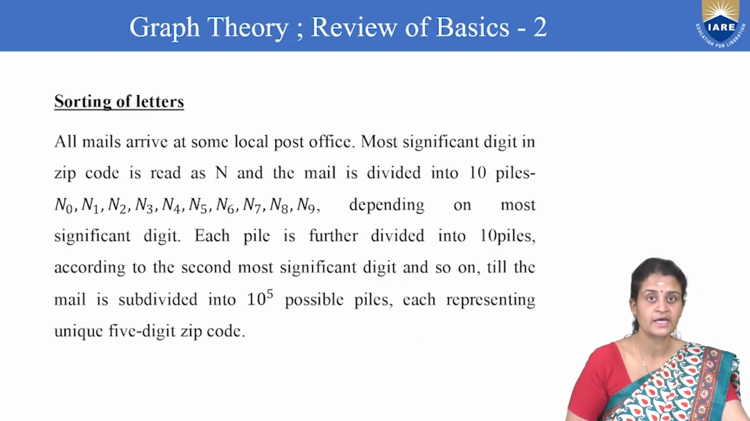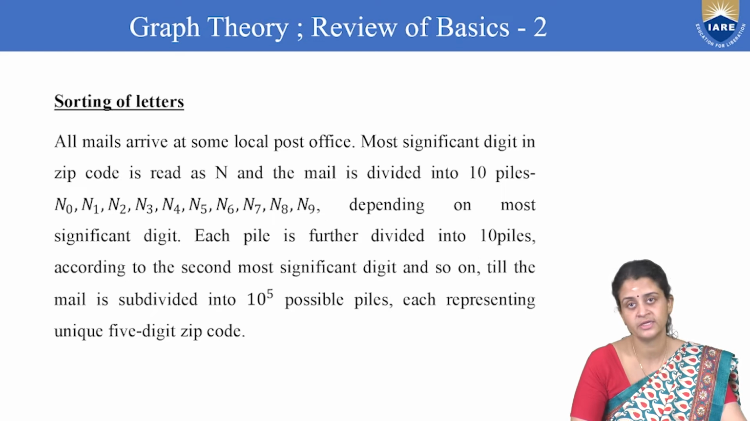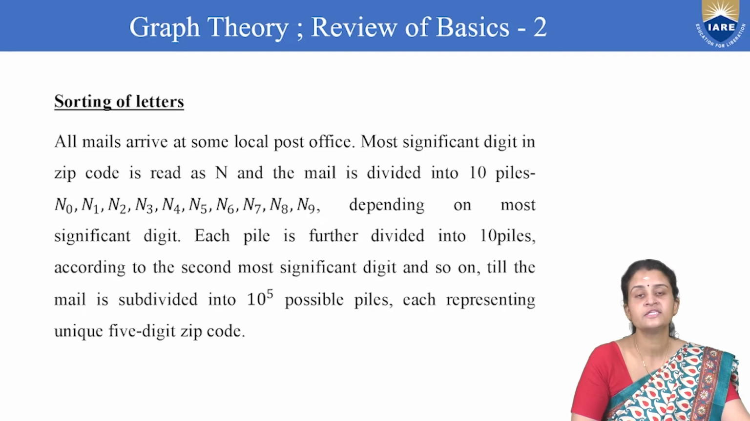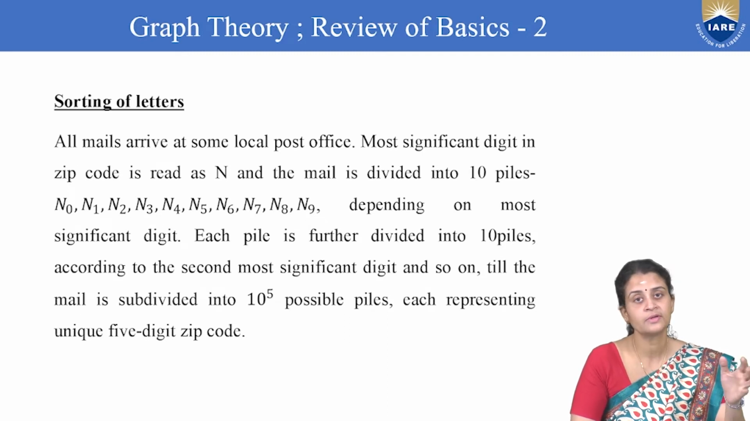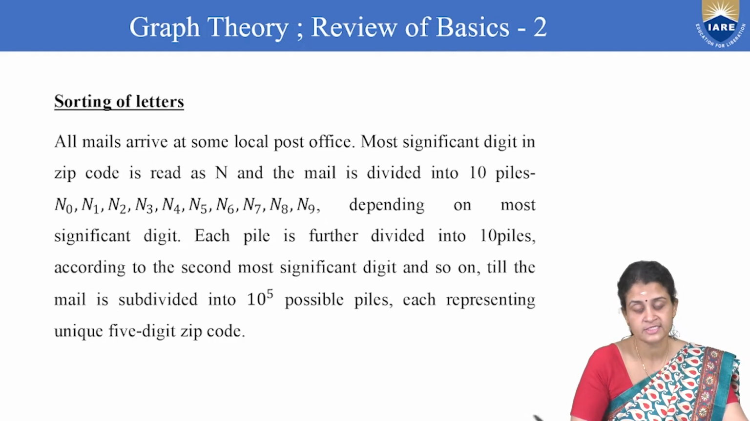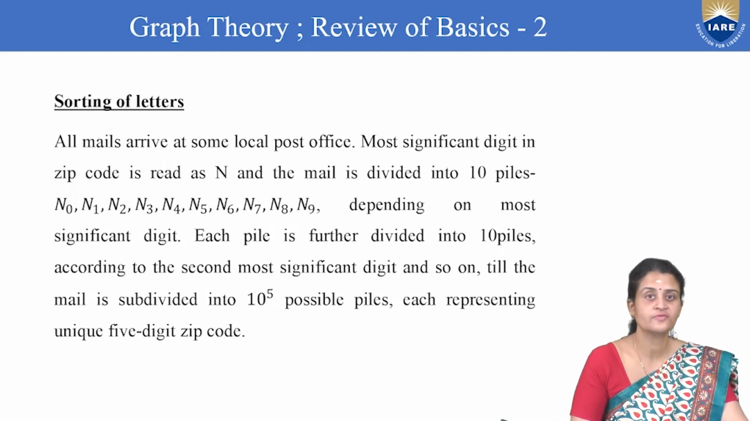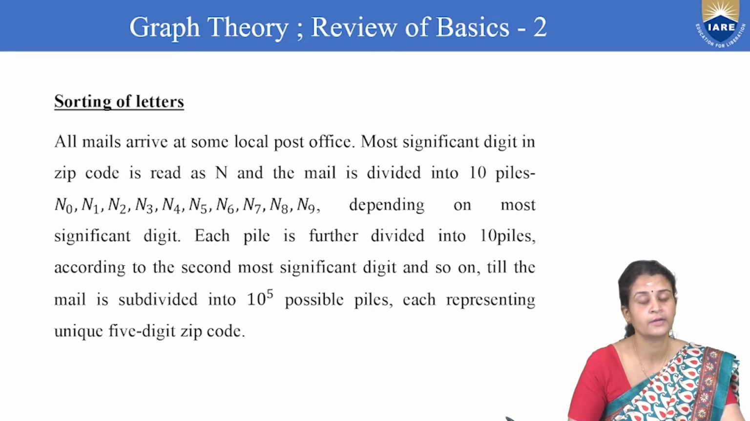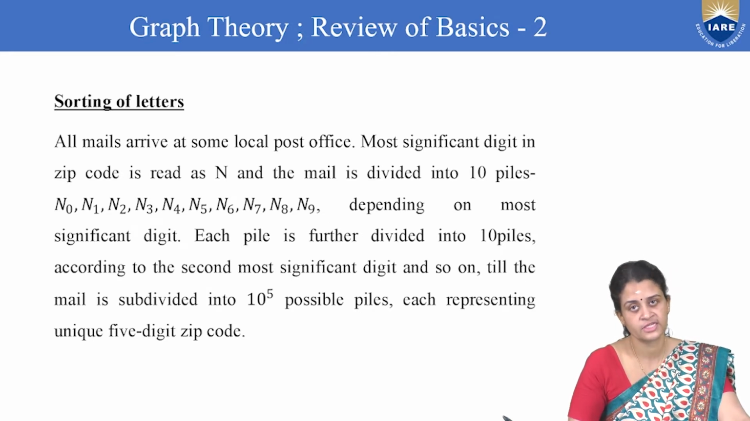We will see one example where the sorting of letters was being done. Suppose all the mails are coming to one post office. Even though we have 5 digits in a zip code, each digit has a combination of 10 possibilities, from 0 to 9. So all the mails coming to the local post office, the most significant digit in the zip code is read as N, and the mails will be divided into 10 piles, named N0, N1, N2, etc. up to N9, depending on the most significant digit.